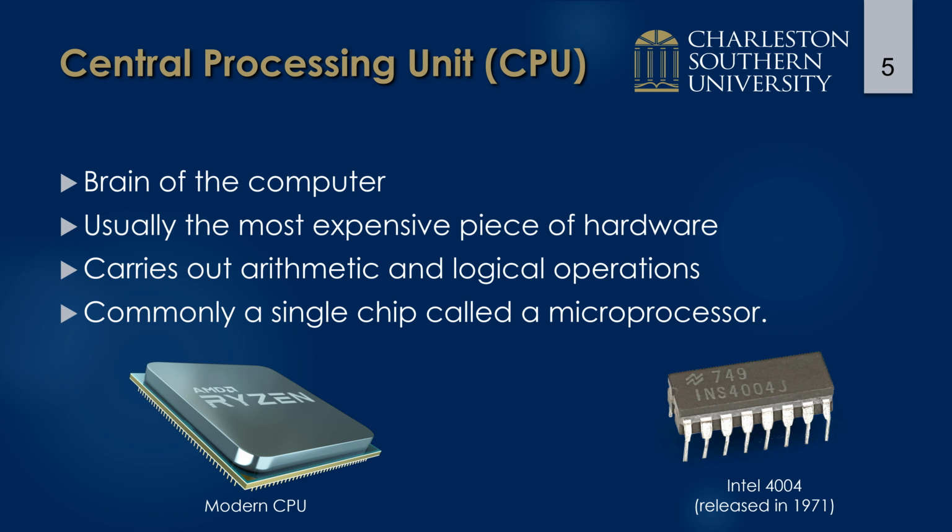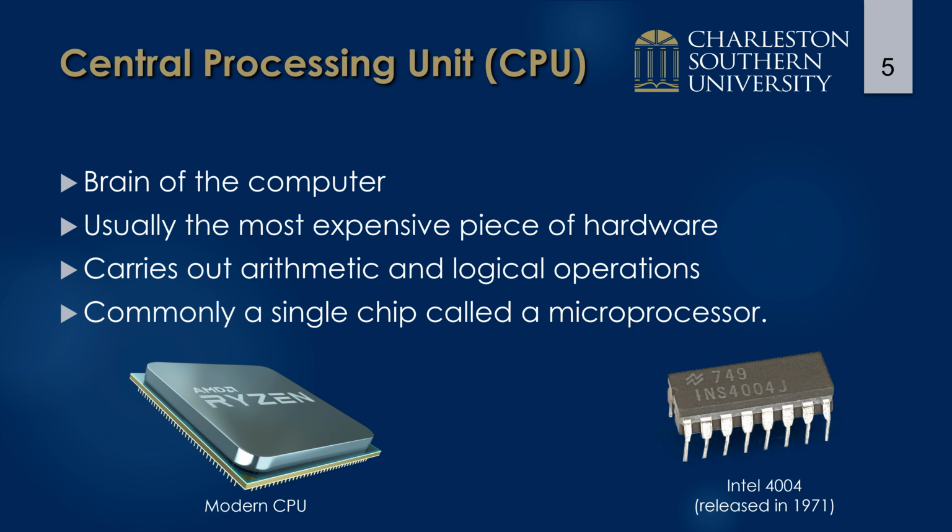Now, the processing step happens in the CPU, and that is a very important step to the computer. The central processing unit is considered the brain of the computer. That's where all the information is processed. It's usually the most expensive piece of hardware, and it carries out these arithmetic and logical operations. Arithmetic is math, that's addition, subtraction, division, and so forth. Logical operations are like, if this is true and this is true, then do this. For example, if it's raining, then wear a rain jacket or have an umbrella. That would be an example of a logical operation. You're going to pull out that umbrella if it's raining.